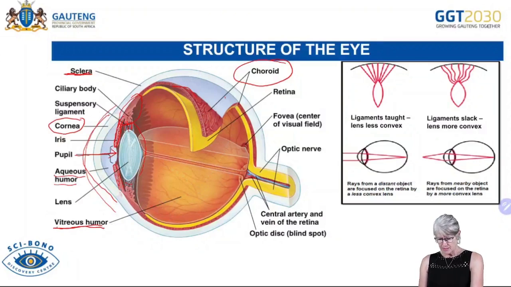Then if we have a look at the inner lining, that is known as the retina, and the retina is the part that has our photoreceptors. So in there we have all the cells. They are called cones and rods, and they are sensitive to light.